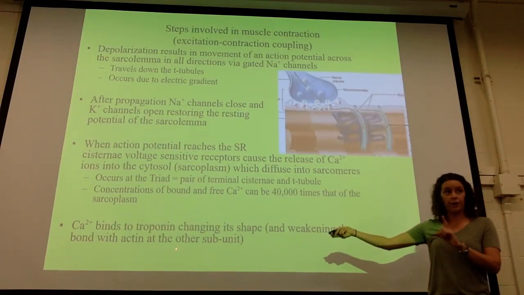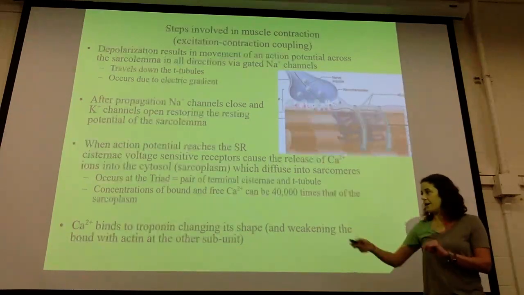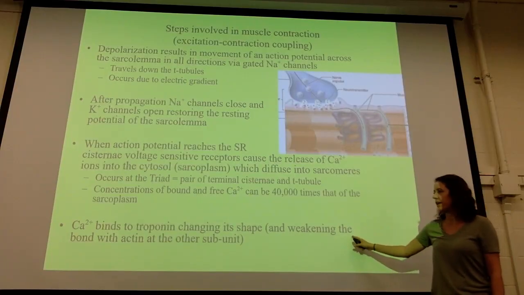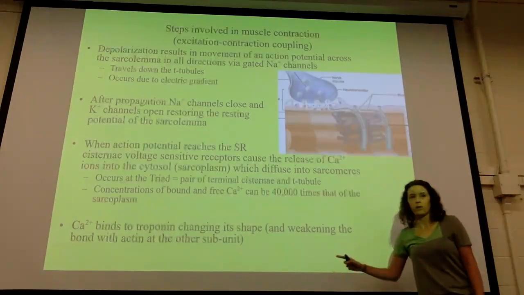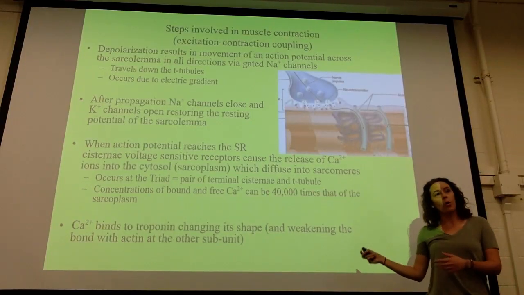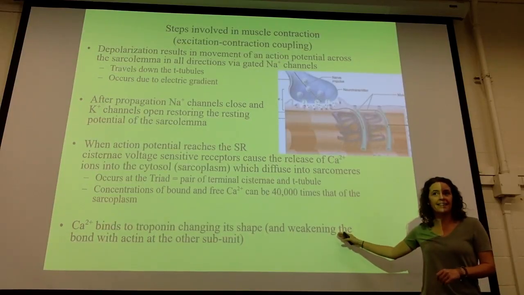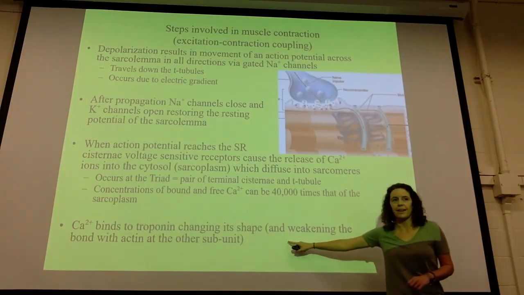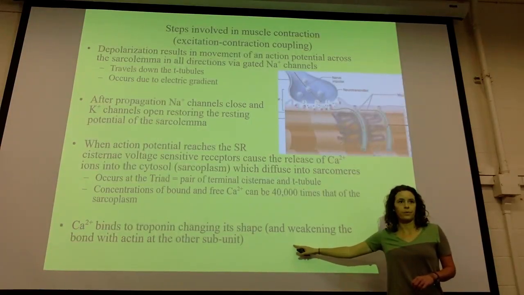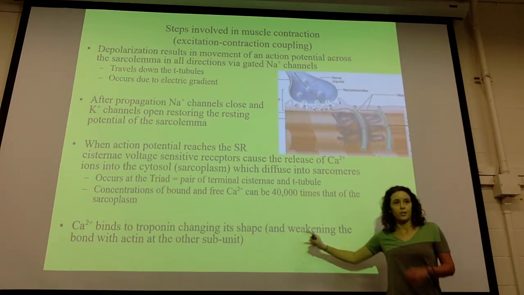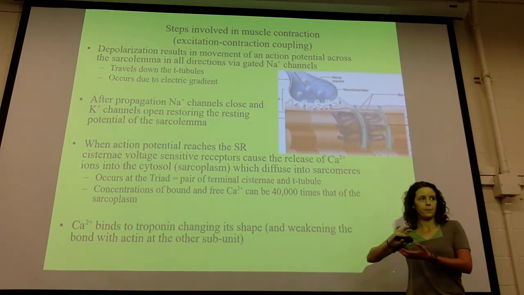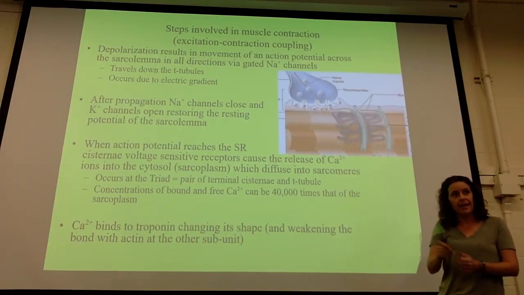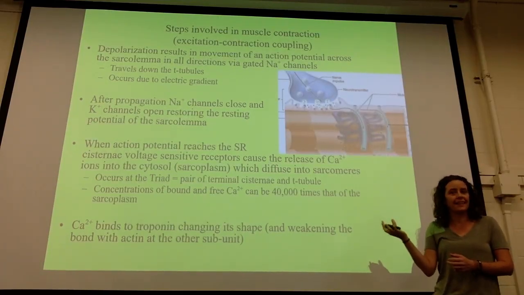Last step, we've talked about this a little bit, calcium binds to troponin, changing its shape, weakening the bond with the actin in the other subunit. The whole purpose of getting the calcium released from the SR is so that it can bind to troponin, so that troponin can change its shape, pull tropomyosin out of place, and expose that binding site on actin.